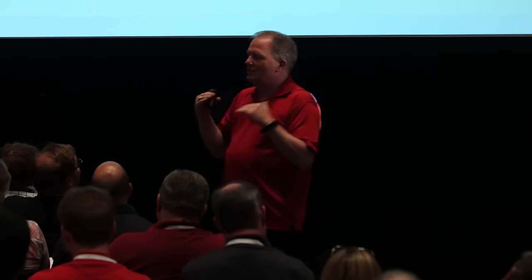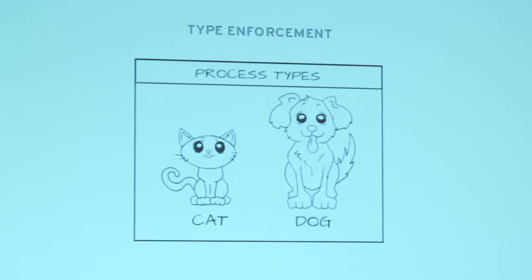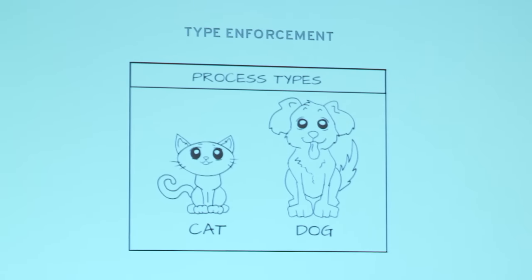So when we look at SELinux, everything has a label on it, but we're going to look a little bit at the label. SELinux usually talks about a thing called type enforcement. So here we have our dog and cat example. In a SELinux system, every single process gets a type associated with it. So in this case, we're going to say there's a type of a dog and there's a type of a cat.